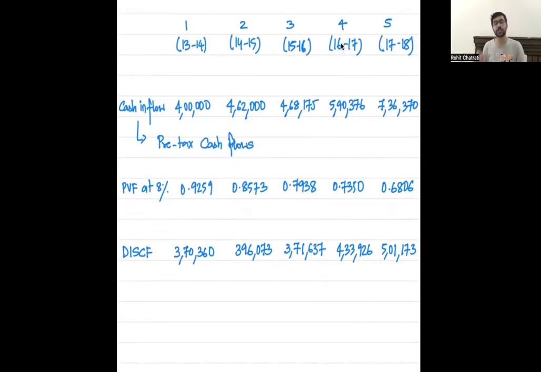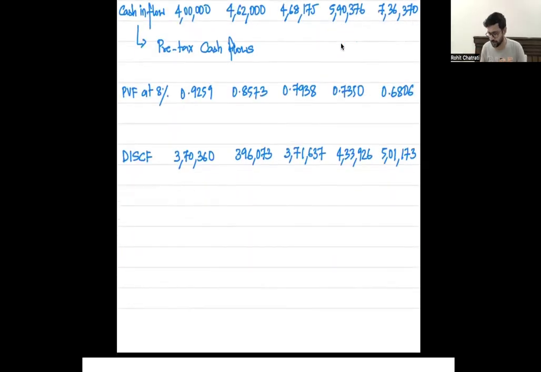The value in use is going to be the sum of all these discounted cash flows. The value in use is equal to the aggregate of discounted cash flows, which will be equal to rupees 370,360 plus 396,073 plus 371,637 plus 433,926 plus 501,173, which is equal to rupees 20,73,169. So the value in use, which is the present value of the future cash inflows expected from the continuing use of this asset, is going to be equal to 20,73,169.